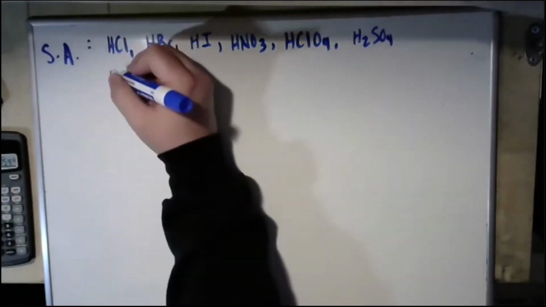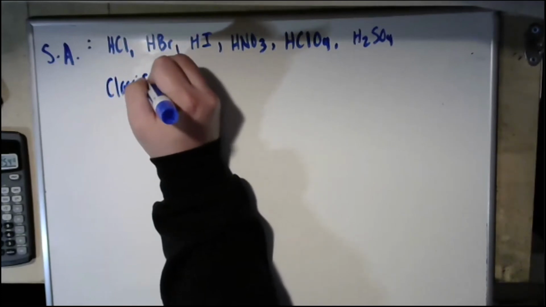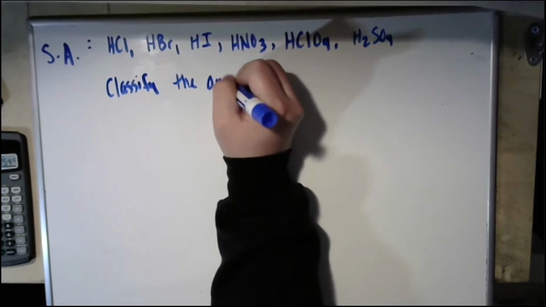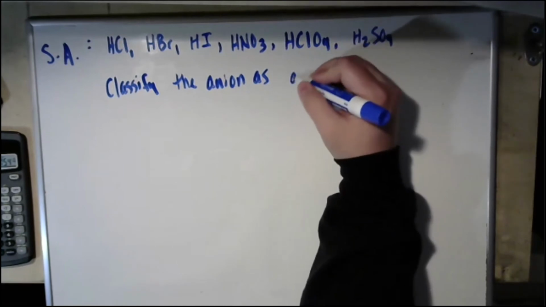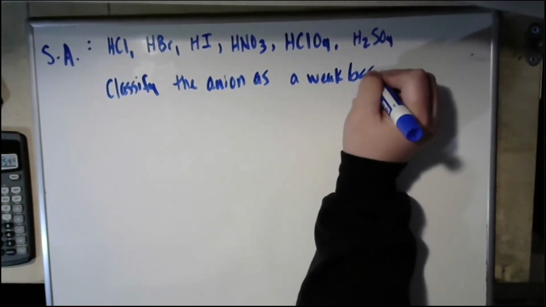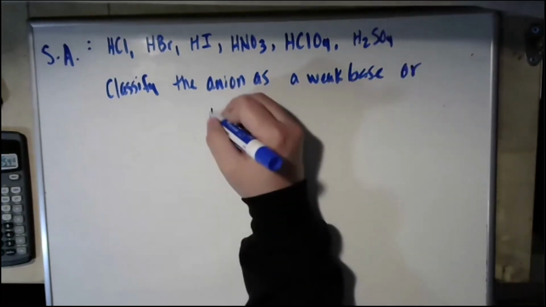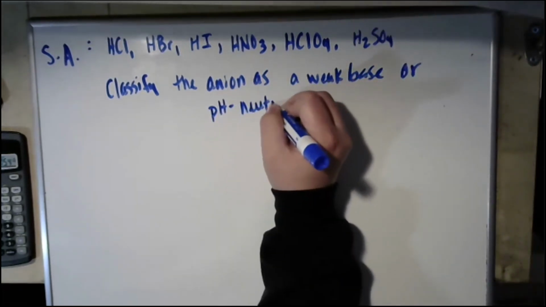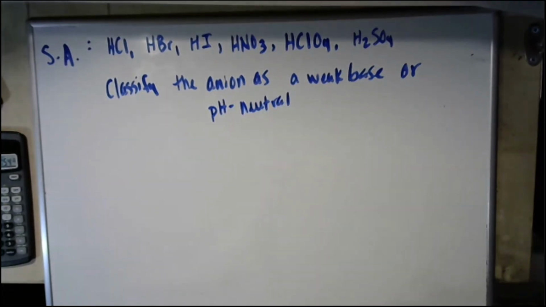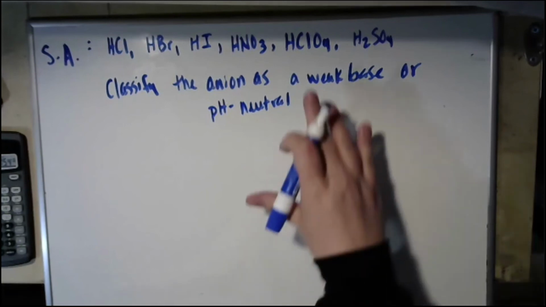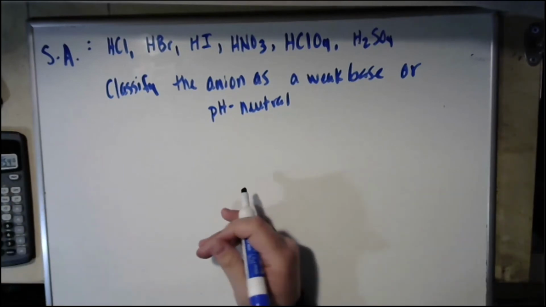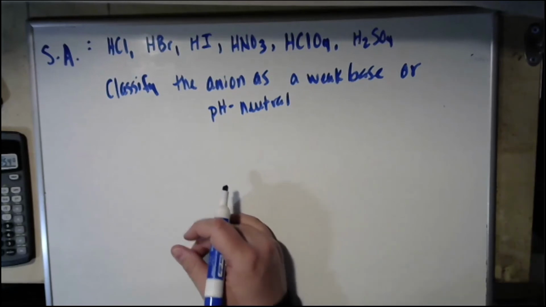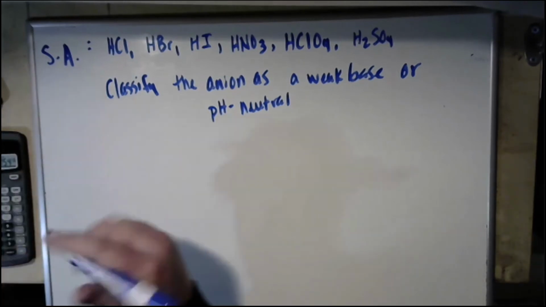So this question asks us to classify the anion as a weak base or neutral. Okay, and you should be able to tell based on what the ion is, whether it is basic or neutral. All right. This is less panic inducing if you know what the strong acids are, because there's a pretty easy way to go about that process.